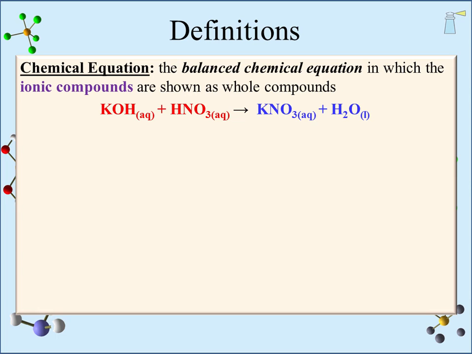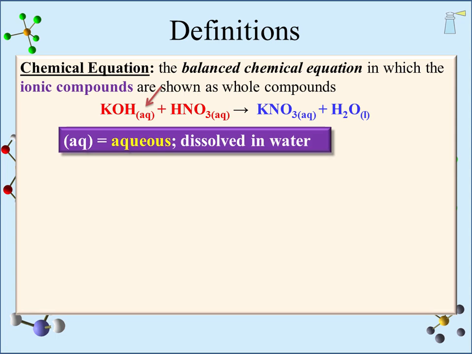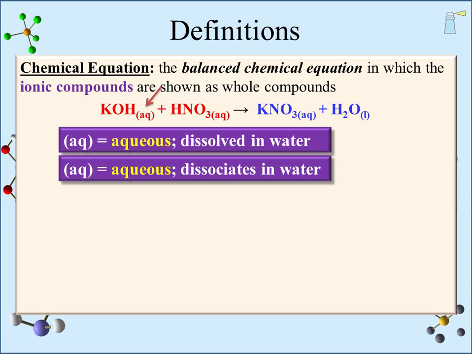Below is an acid-base reaction written as a chemical equation. Note the AQ subscript. As a refresher, AQ is the phase description that stands for aqueous, or dissolved in water. Another more useful term associated with the AQ subscript is dissociates. That indicates that the cations and anions are separated from each other and found in solution surrounded by water molecules.